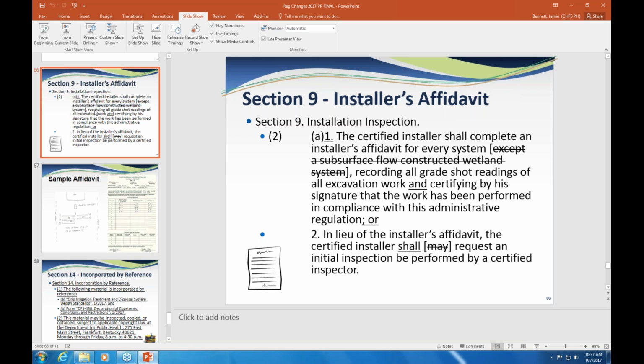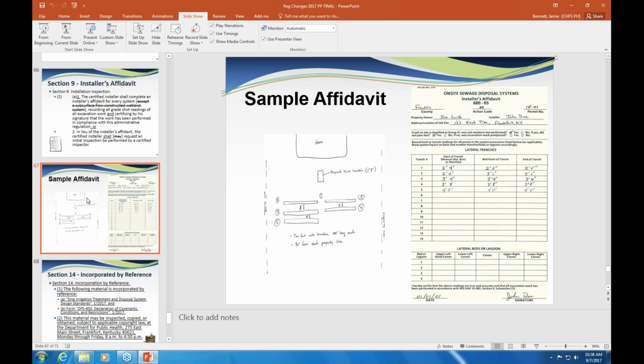And in lieu of the installer's affidavit, the certified installer shall request an initial inspection to be performed by a certified inspector. The only change there is they struck out that you had to do it for wetlands. There's an example of an affidavit.